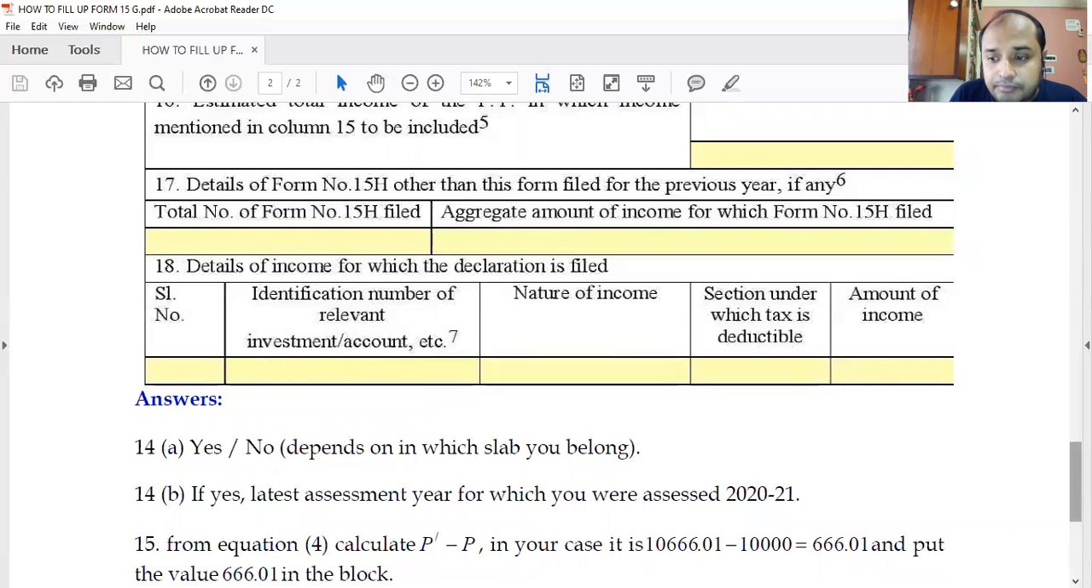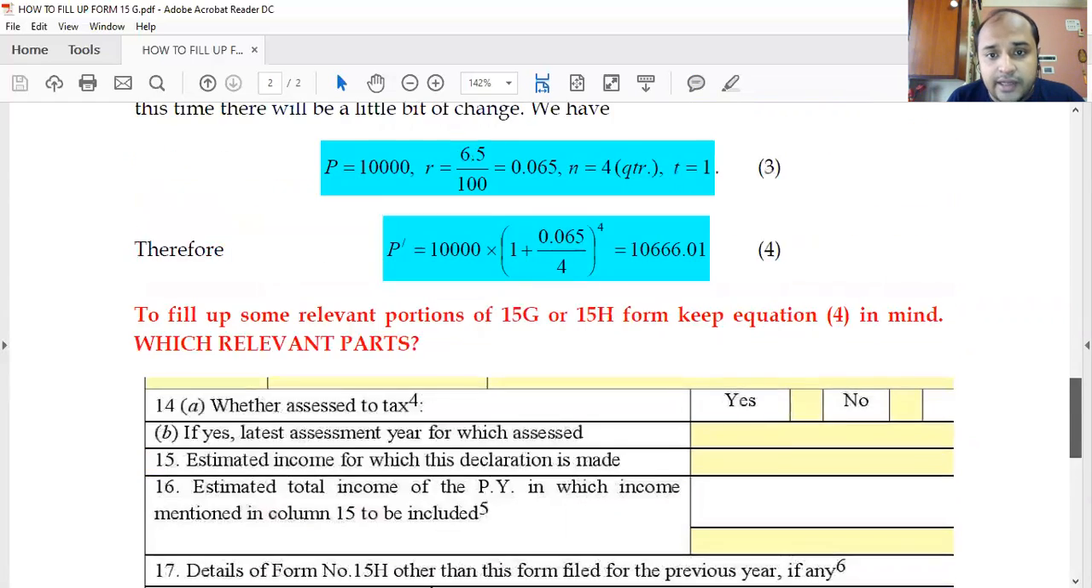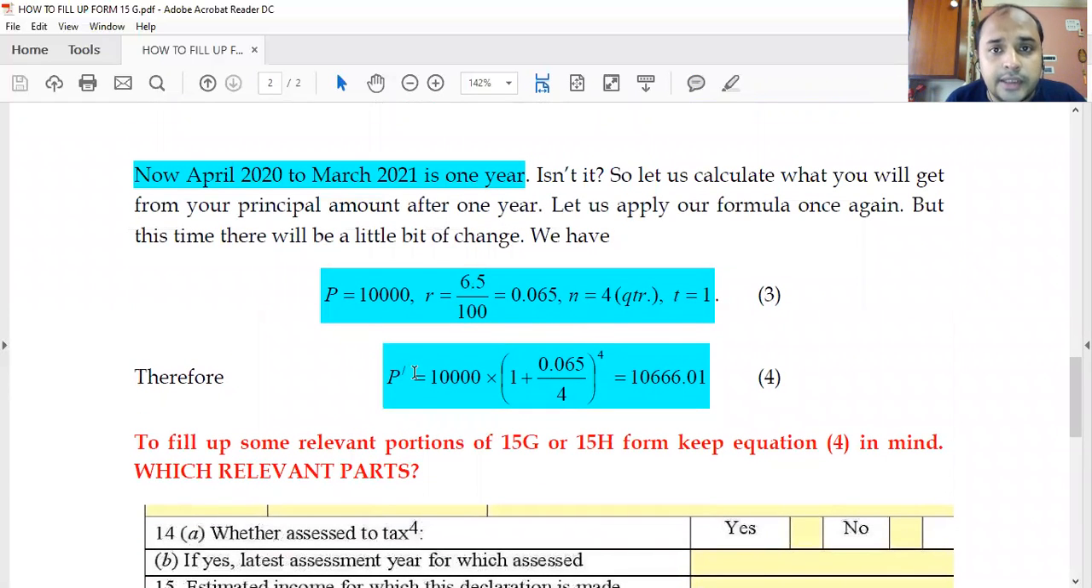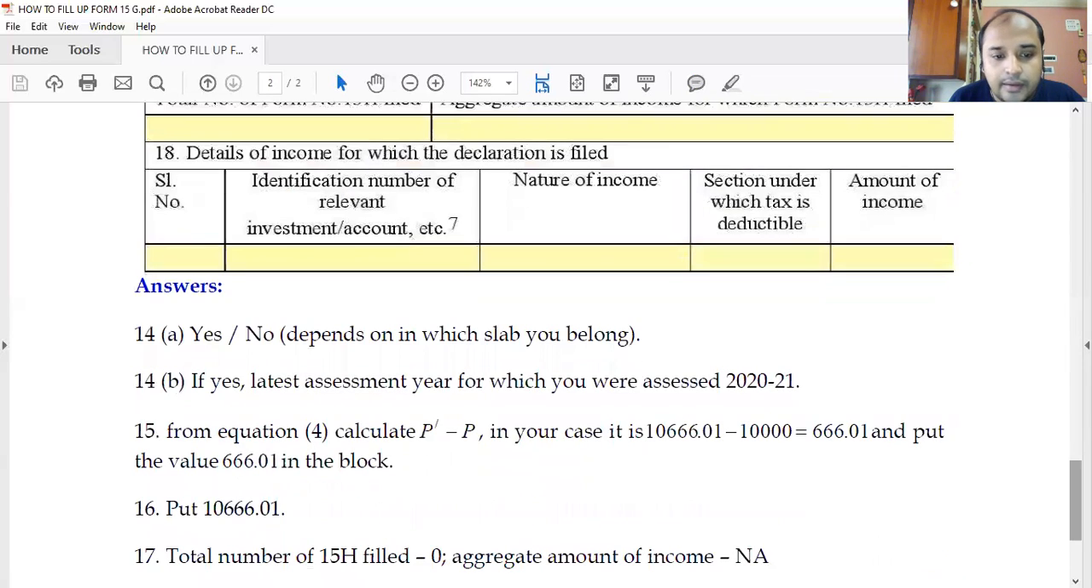Now in part 15, it is written estimated income for which this declaration is made. Estimated income yearly. Now we have calculated the principal amount which you are going to get at the end of 1 year. This is the amount, but that is not your income. After investing rupees 10,000, how much have you got? What is your income on that particular amount? You are going to calculate the difference of the yearly principal amount and the original principal amount. That is rupees 666.01. That is your income, and you are going to put it in block number 15.